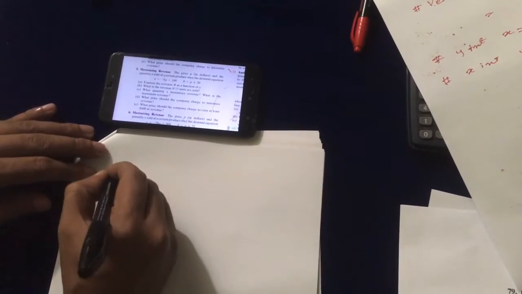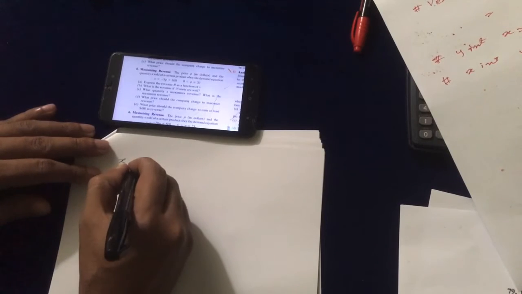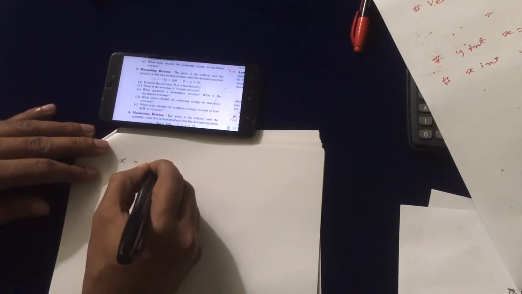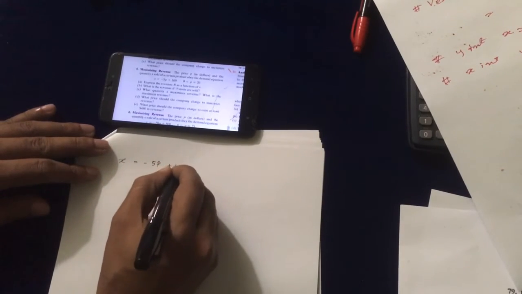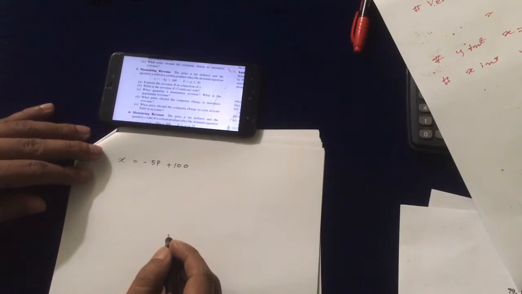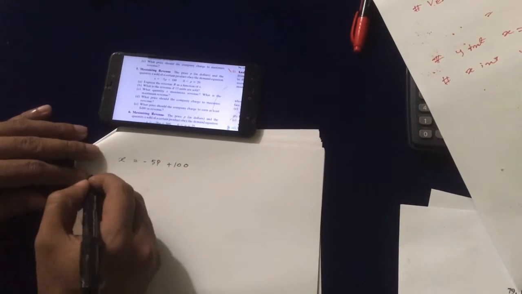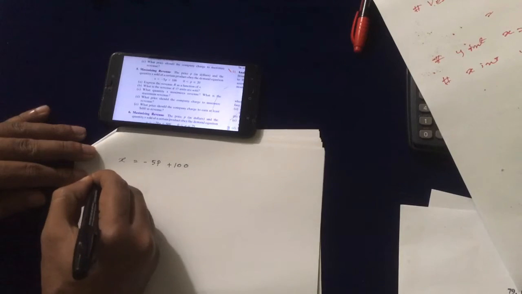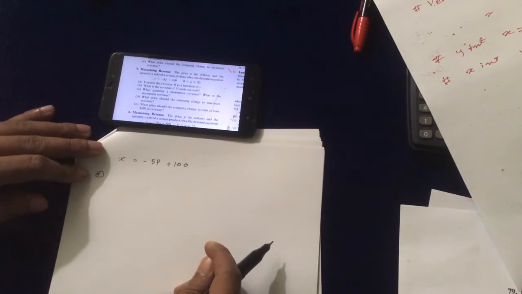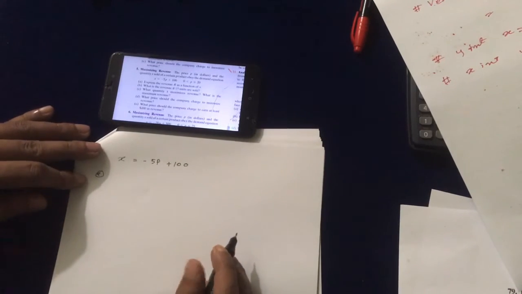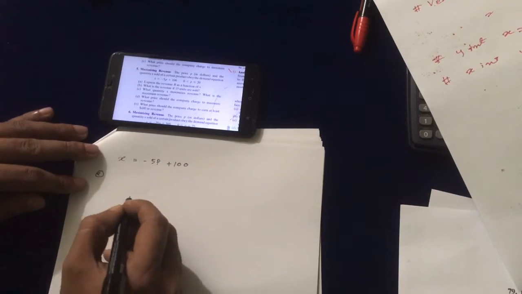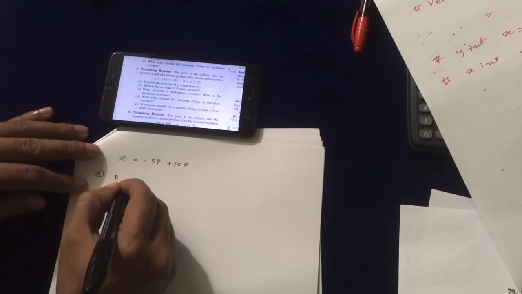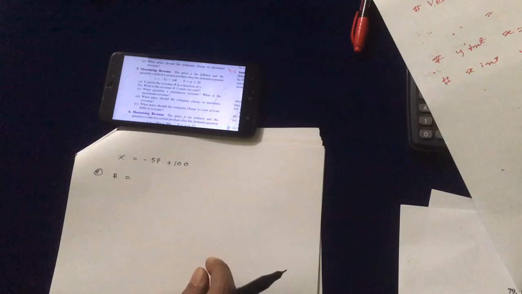given by X equals minus 5P plus 100. This is the demand equation. Question number A: express the revenue R as a function of X. So what will the revenue be? This is the first question.